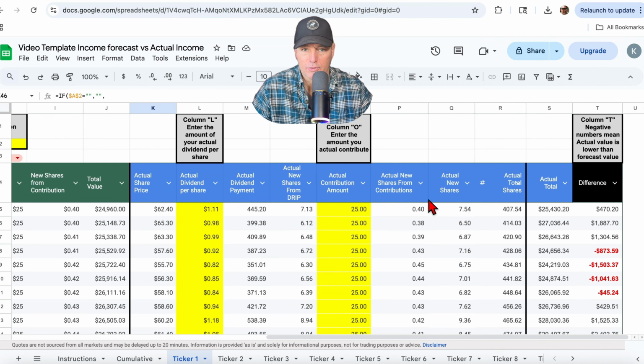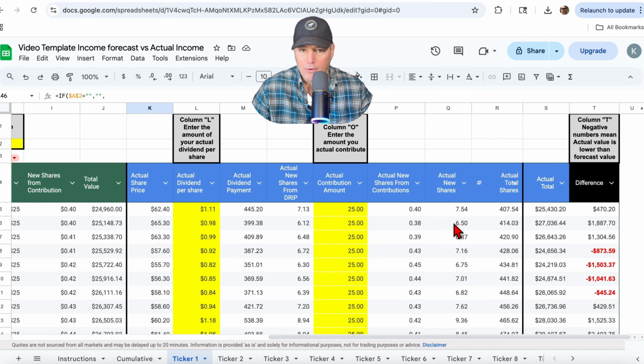This is your total new shares. That's from DRIP and from the actual contribution that you made. And then it accumulates your total shares right here. Over here, you have your actual total. So this part, what you actually have in your fund now, and this is the difference. If it's negative, it means the actual is lower than the forecasted. If it's positive, it means the actual is higher than the forecasted.